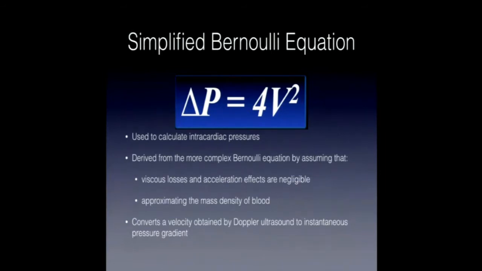There are some factors for viscous losses and acceleration, and that's just out of interest. We consider those negligible or work them into the constant of 4. Thankfully, it's just 4, and so it's a very good equation to remember. I remember Doug taught it to me, and I remember that clearly the day I learned. So it's used to calculate intracardiac pressure. We'll do some of those examples in a moment.